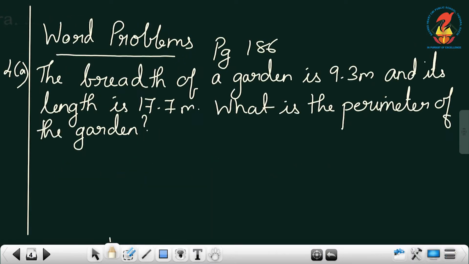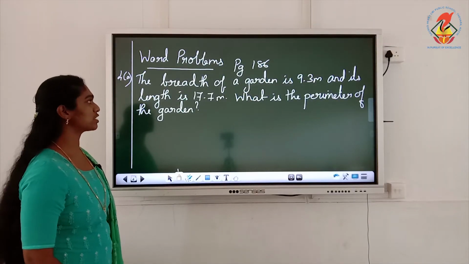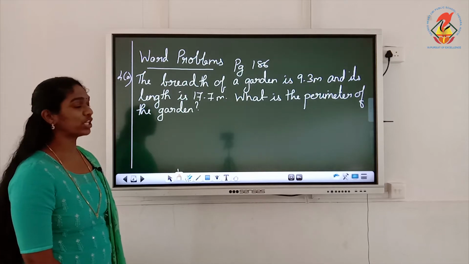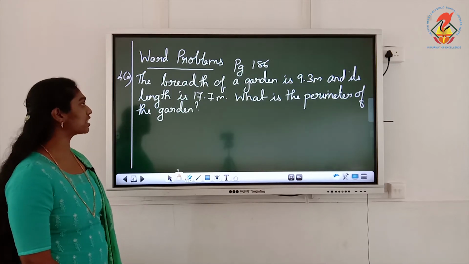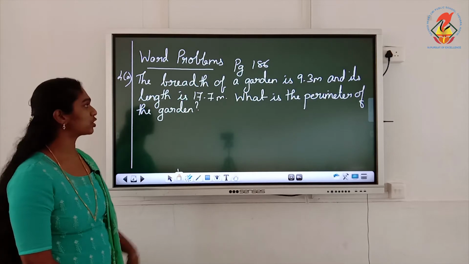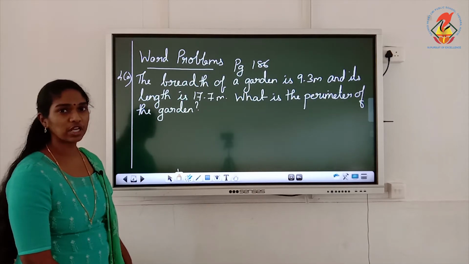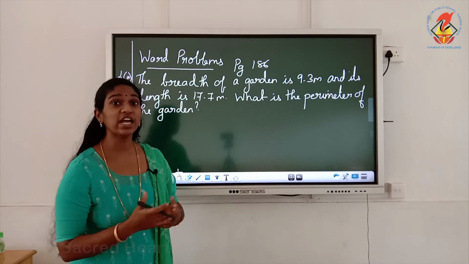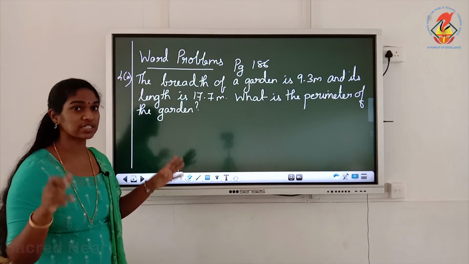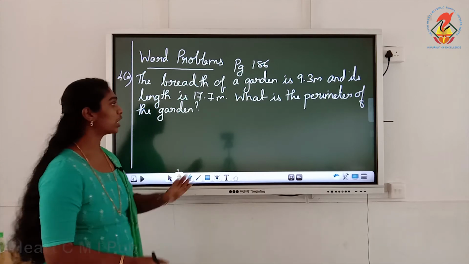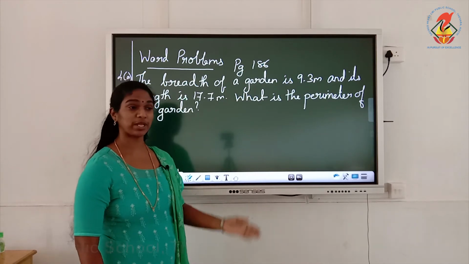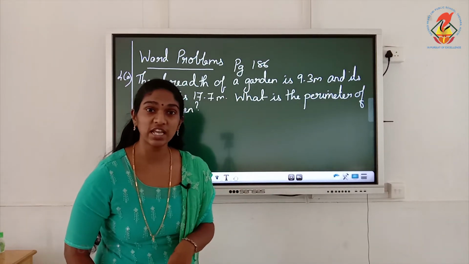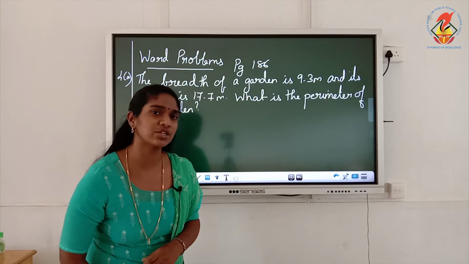Now we are moving on to the word problems. First word problem. This is a word problem from page 186. The breadth of a garden is 9.3 meter and its length is 17.7 meter. So, the length and the breadth of the garden is given. So, what is the shape of the garden, children? If the length and breadth is given to you, it is a rectangular garden. The shape of the garden is a rectangle. What is the perimeter of the garden? Perimeter of the garden means you have to find the perimeter of rectangle because the shape of the garden is rectangle. How to find perimeter of a rectangle, children?